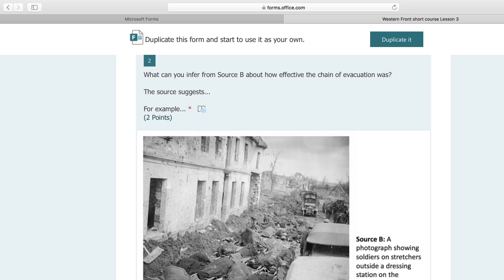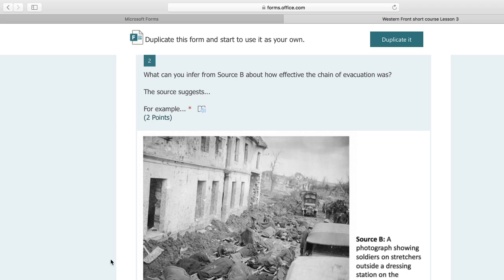We can make an inference, the fact that there are so many of them on the floor and so few modes of transportation. So if we look over here, what can you infer from source B about how effective the chain of evacuation was? When we think about effective, we need to be thinking about, was it a good speed? Does it make sense? Was it working well? Did it have the best outcome for those soldiers who require treatment? Did that mode of transportation make sense?